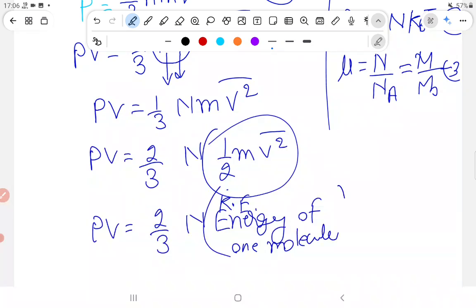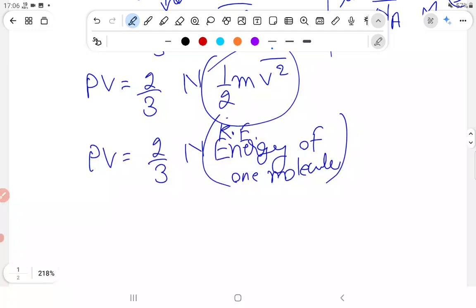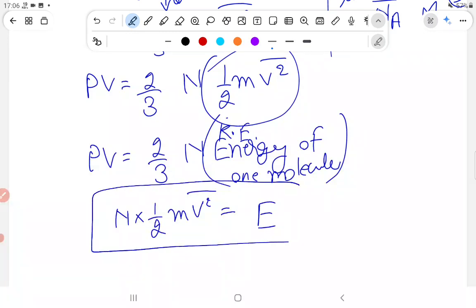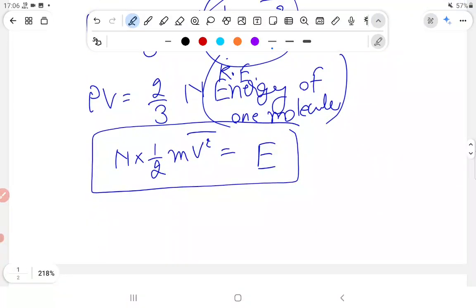Sir, you multiplied by n, so should I say that n into half m v mean square is equals to the total energy E. So let me write here where E is the translational kinetic energy of all the total gas, right. So I should write here E is the average. Translational means because the particles are moving, not rotating.